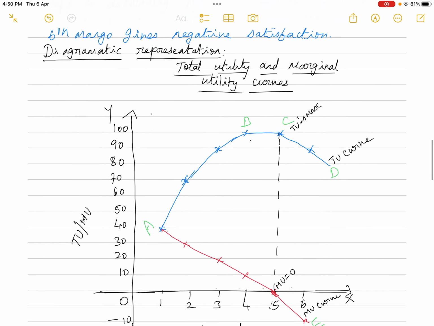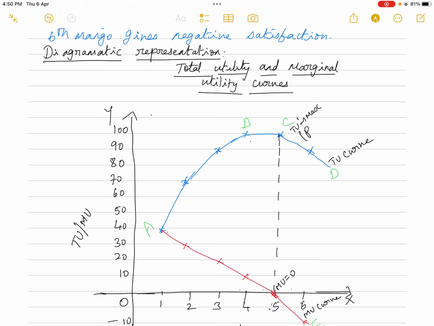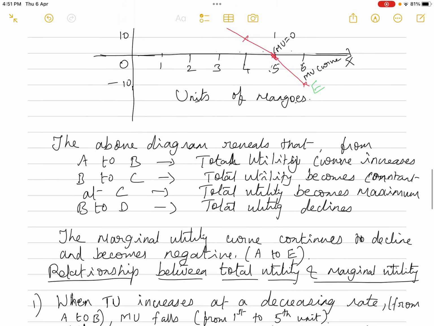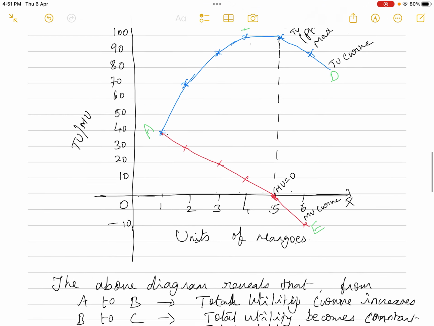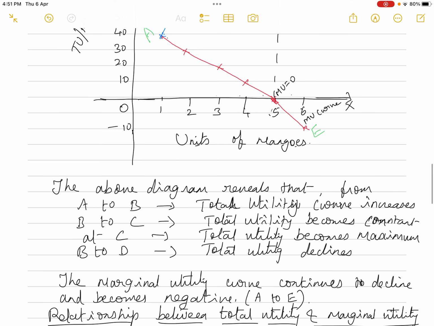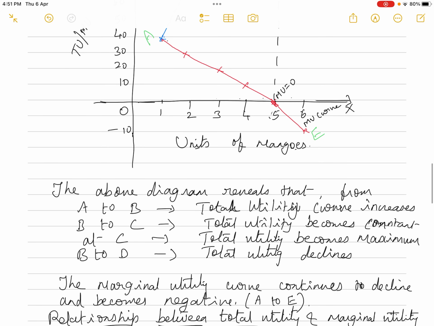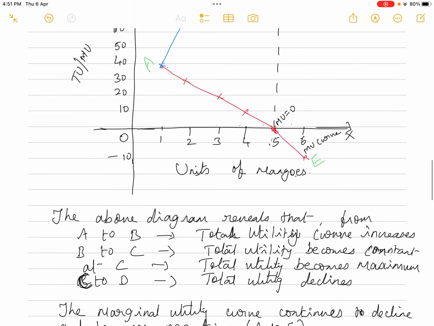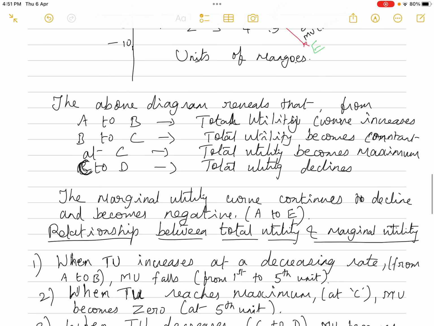And at C, the total utility becomes maximum. So you can also mention point of maximum satisfaction. The consumer has attained the point of maximum satisfaction at C, that is when the consumer is consuming the fifth unit. And when the consumer consumes further, from C to D, the total utility starts declining, isn't it?